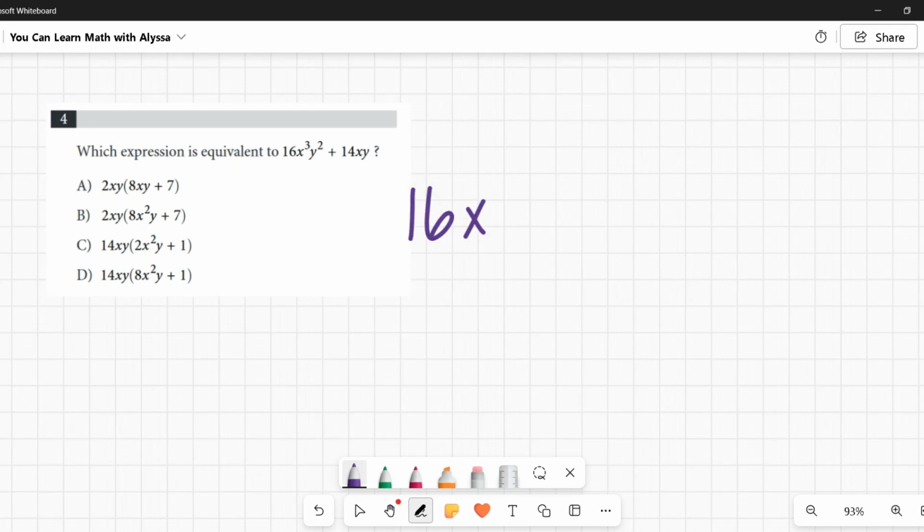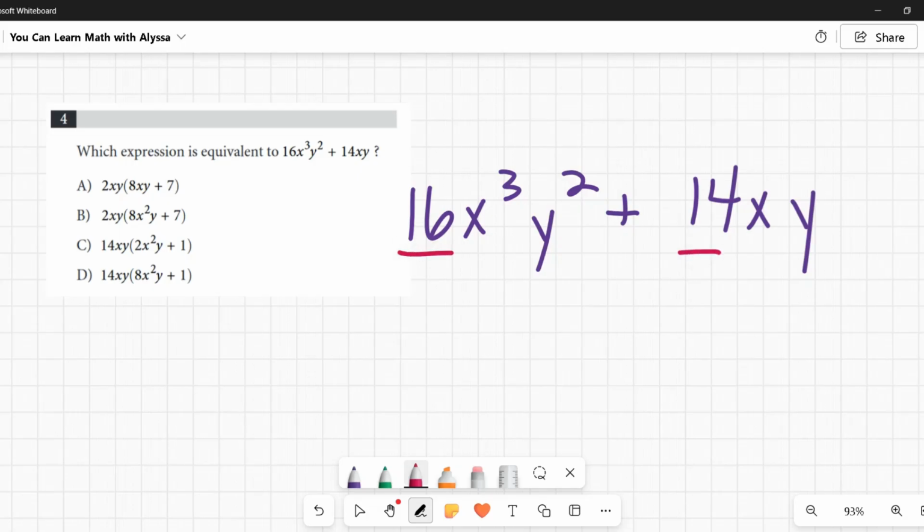So 16x cubed y squared plus 14xy. When you're pulling out a greatest common factor, you want to look first at the numbers and then at each individual variable in turn. So first our numbers are 16 and 14. They're both even, so I immediately think, okay, 2 goes into both of those. What happens if I pull out a 2? 2 times 8 is 16, 2 times 7 is 14.